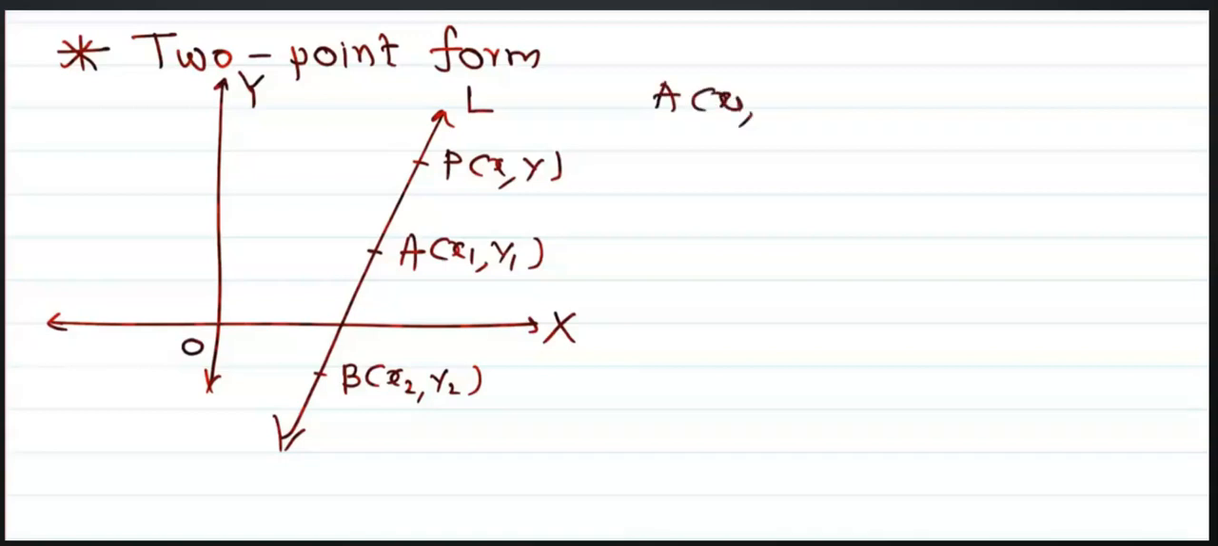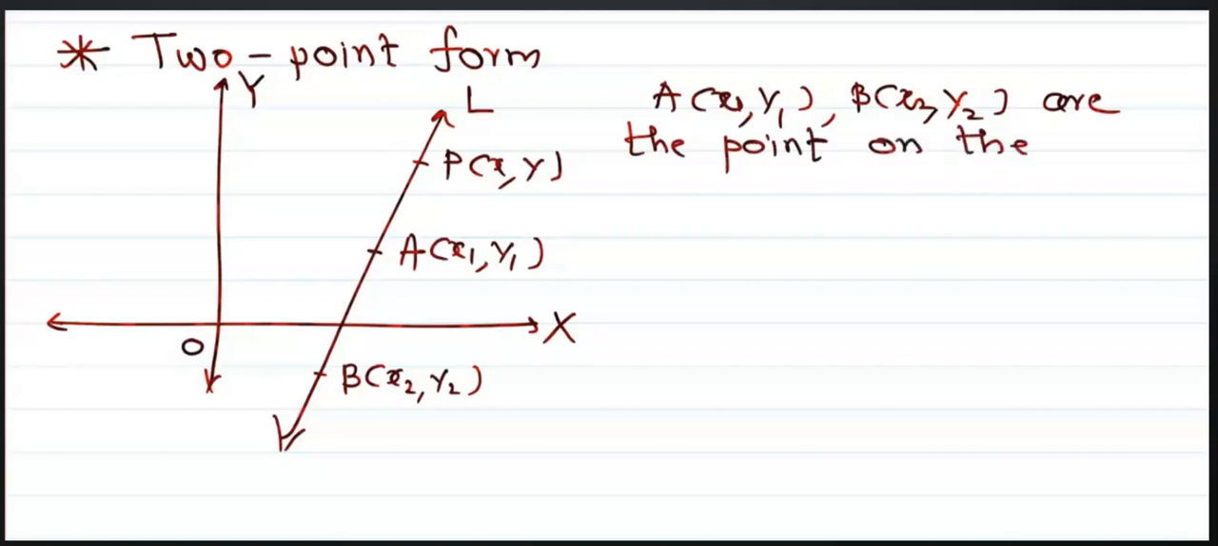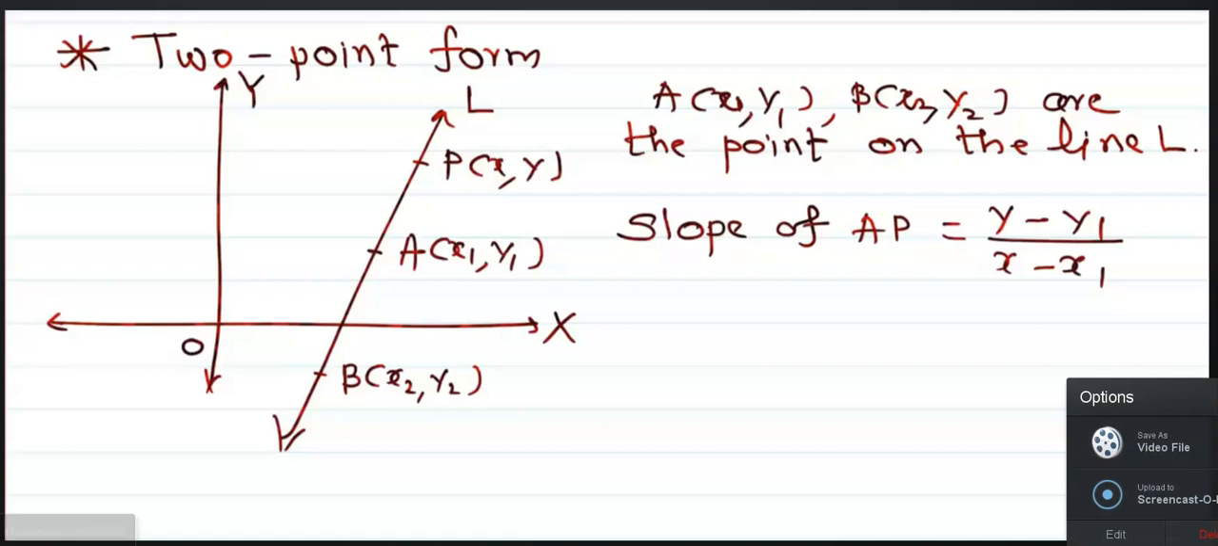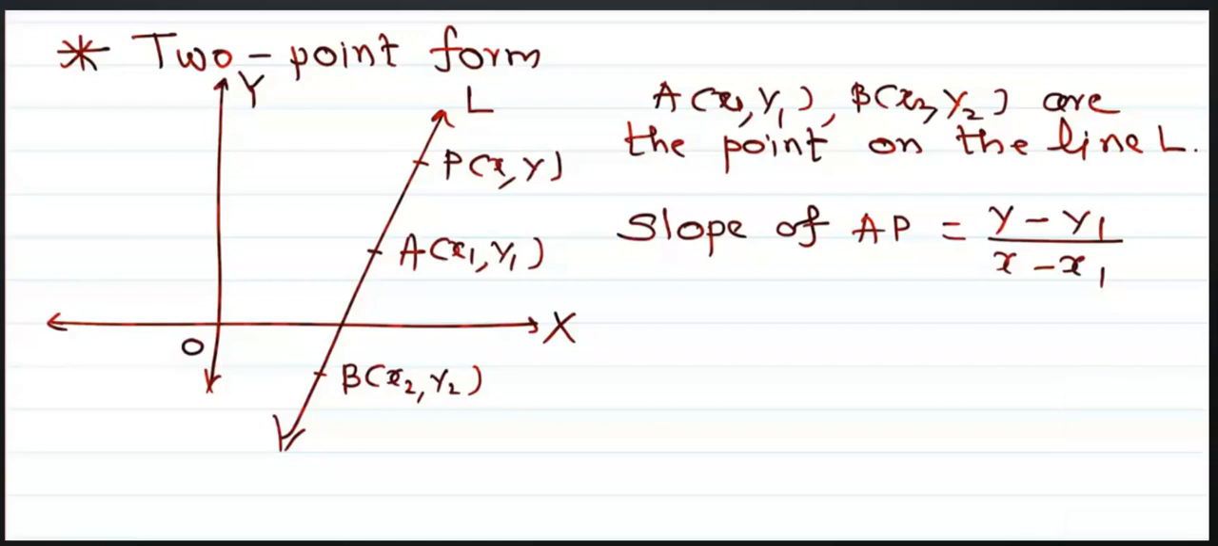That's why A(x1, y1), B(x2, y2) are the points on the line L. Therefore, the slope of AP is equal to (y minus y1) upon (x minus x1). I always say that the slope of a line, when we know the two points, is nothing but the difference of y coordinates upon the difference of x coordinates. That is (y minus y1) upon (x minus x1). This is the slope of AP.